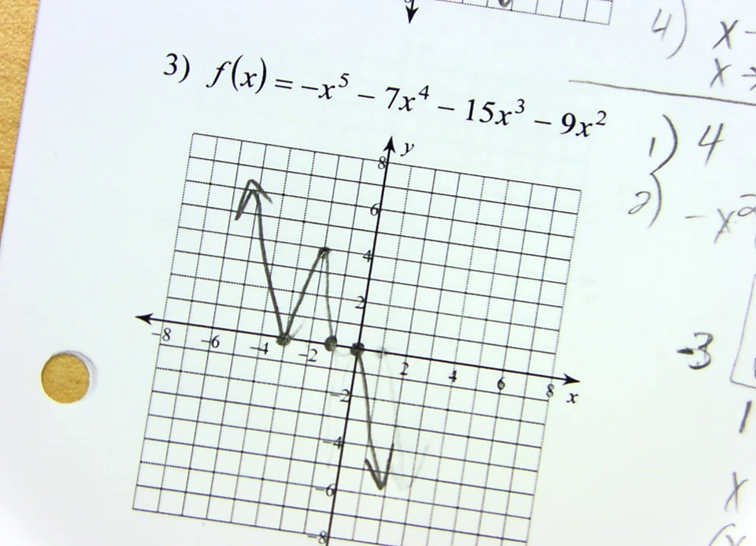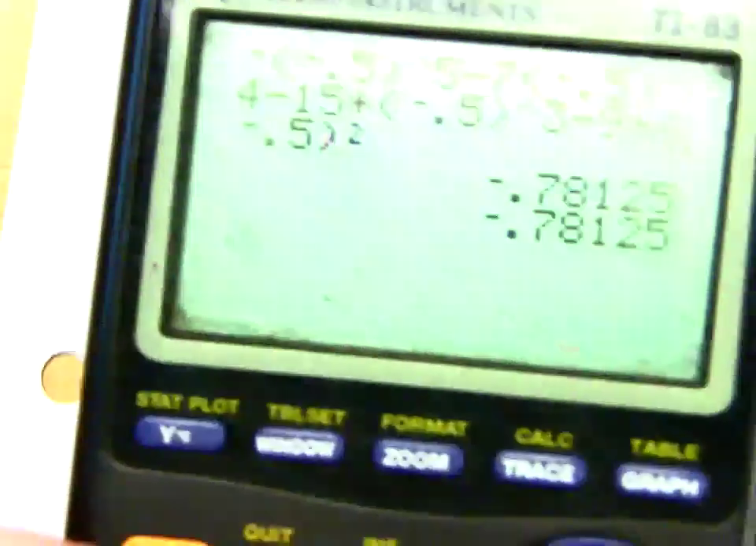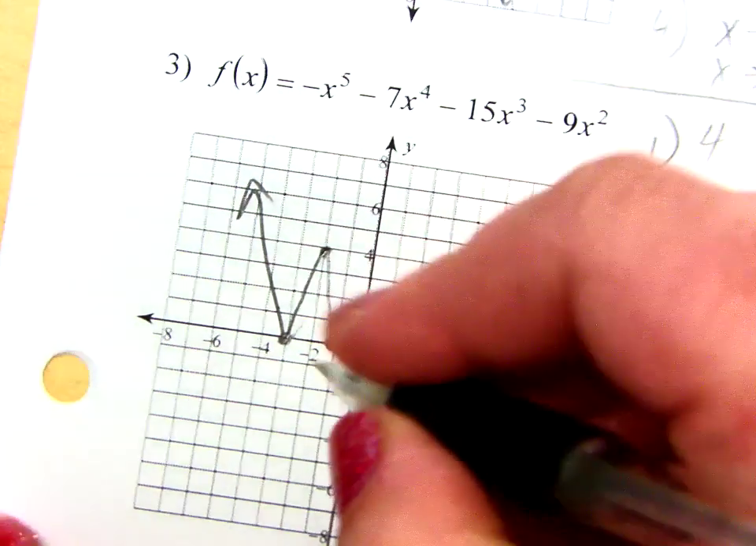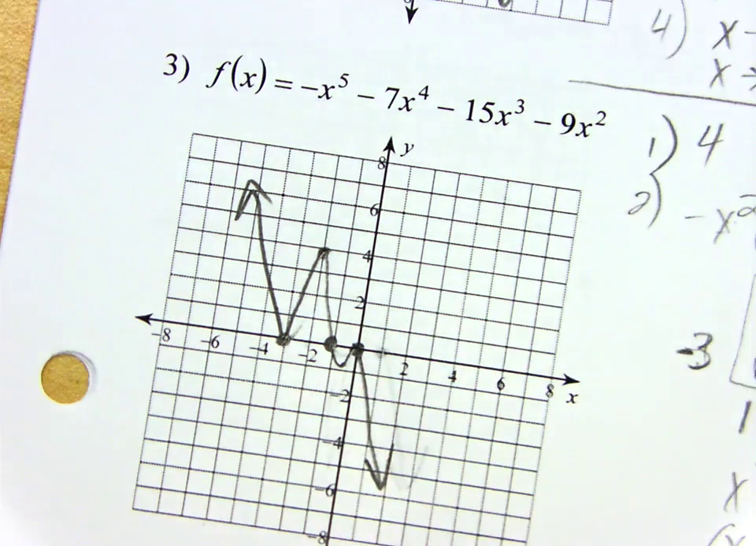What I do know is I'm expecting a negative number to pop out. And if it's not negative, that doesn't make sense. Aha, -0.78. That's what I got. So it goes to right about there. And there we have it.